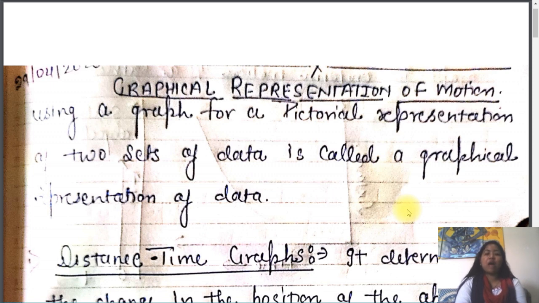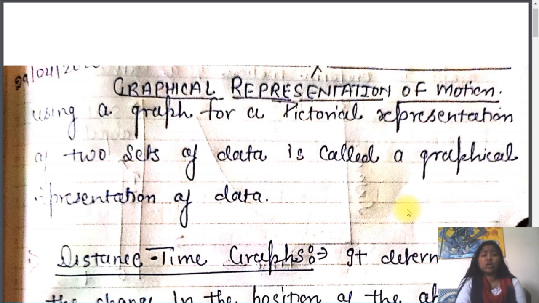That means whenever we have a graph between two quantities, suppose between speed and distance, whatever the shape of the graph is, we can directly state or express the condition of the object in that particular graph.